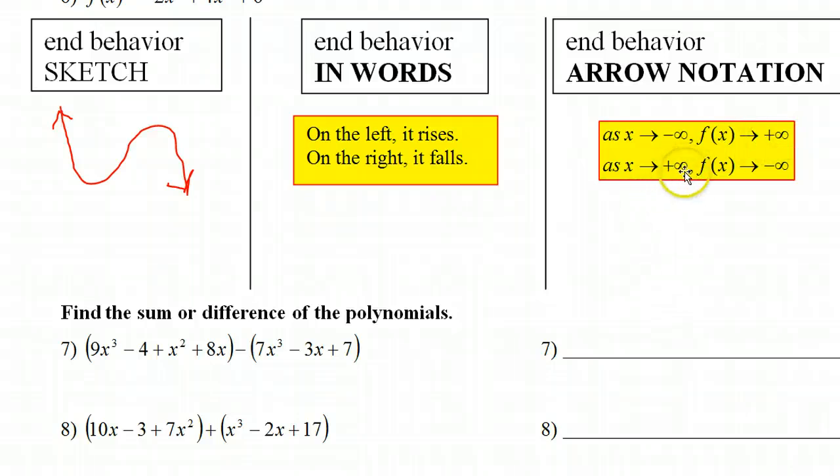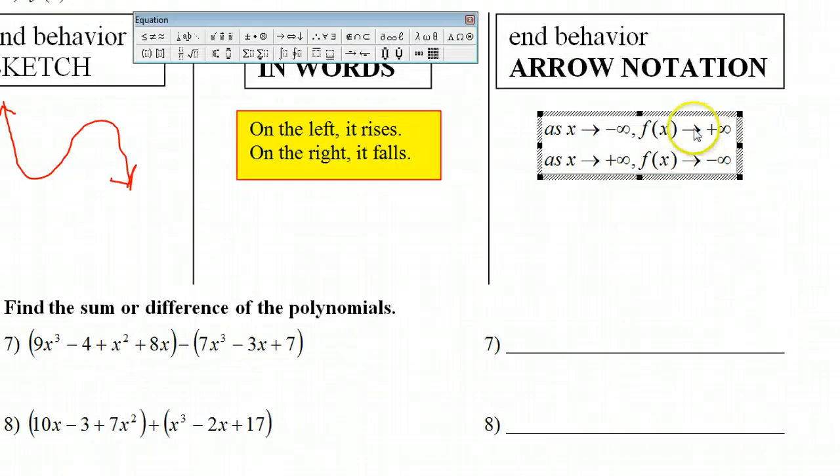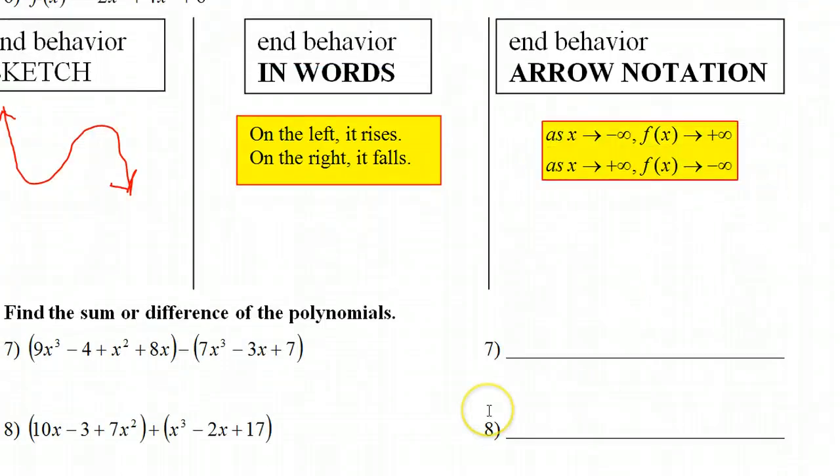Please remember that the beginning part of this arrow notation is always the same. The only thing that ever changes is the infinities on the end. If it rises, this will be positive. If it falls, it'll be negative. But all the rest of it is the same every time. Okay.